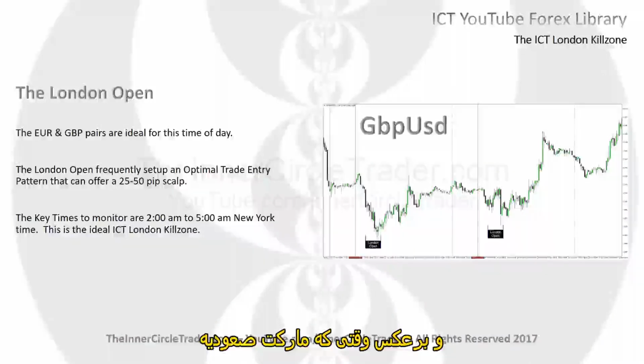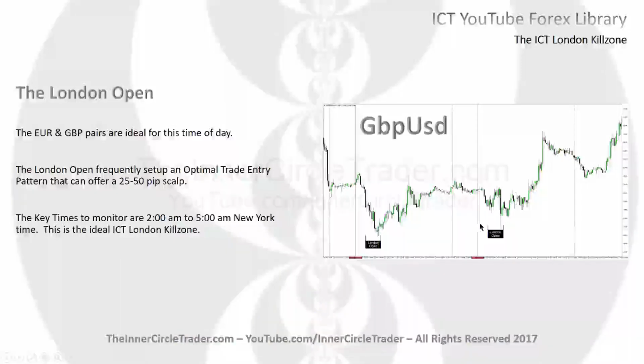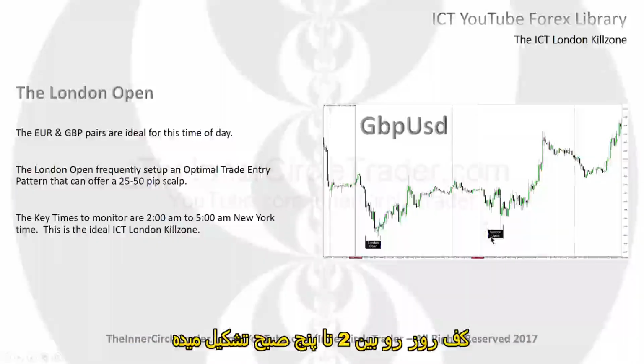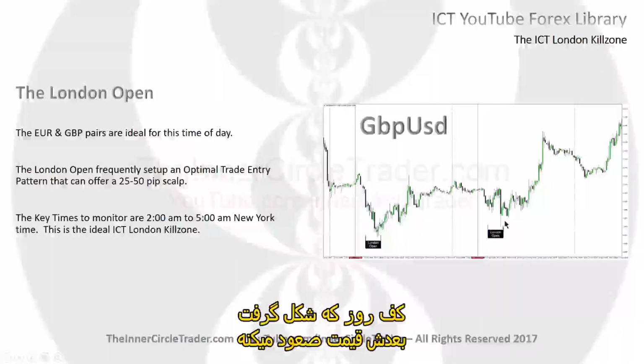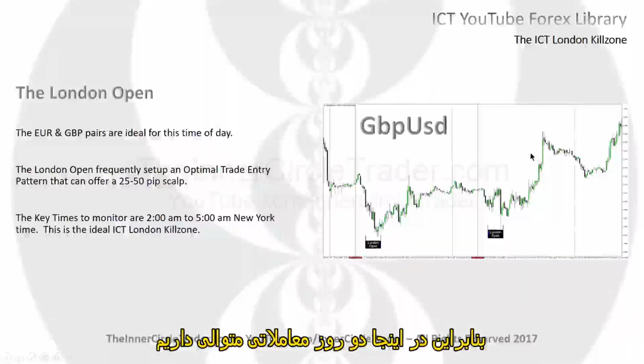Okay, and conversely, we can see when the market is bullish, the tendency is for the market to trade down, creating the low of the day in the London Open ICT Killzone. Again here, market trades down after midnight New York time, creates the low of the day between 2 o'clock and 5 o'clock in the morning New York time. Low of the day forms, off to the races we go. So here's 2 back-to-back trading days.